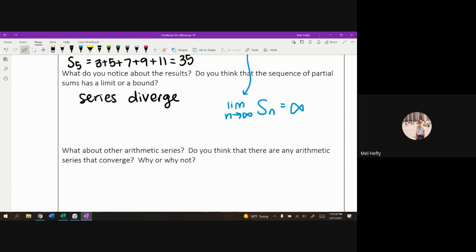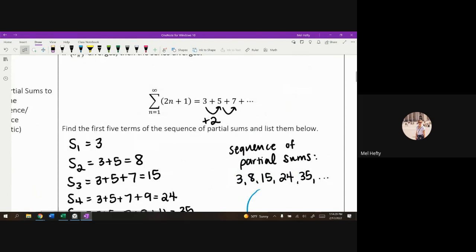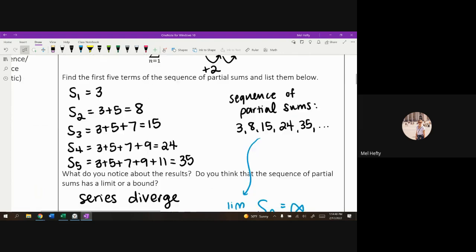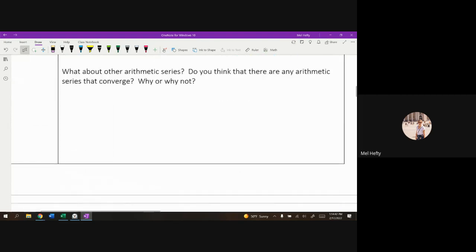So we talked about how in arithmetic, I either add the same number every time or I subtract the same number every time. So I could have started at 3 and gone 3, 0, -3, -6, -9. So I subtracted 3 every time. That's another arithmetic sequence.